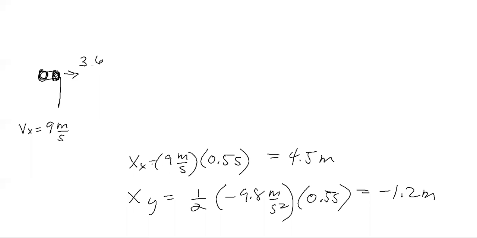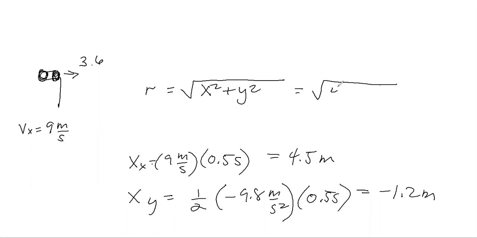Okay, to find my distance from the edge of the cliff, I will simply take the square root of the sum of the squares to find r. So r is going to equal the square root of x squared plus y squared, and that's going to be equal to the square root of 4.5 meters quantity squared plus a negative 1.2 meters squared, and that will give me 4.7 meters from the edge of the cliff here.